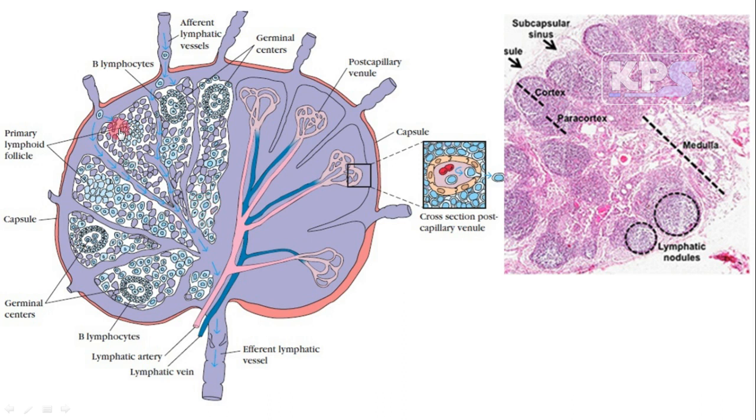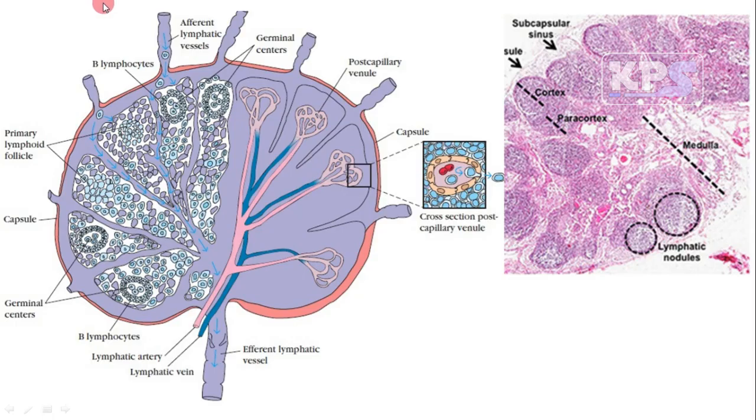So this is about the anatomy, the structure of lymph nodes. Here you can see the histochemical view of a lymph node with the cortex, paracortex and medulla. It is the histochemical analysis of the lymph nodes.